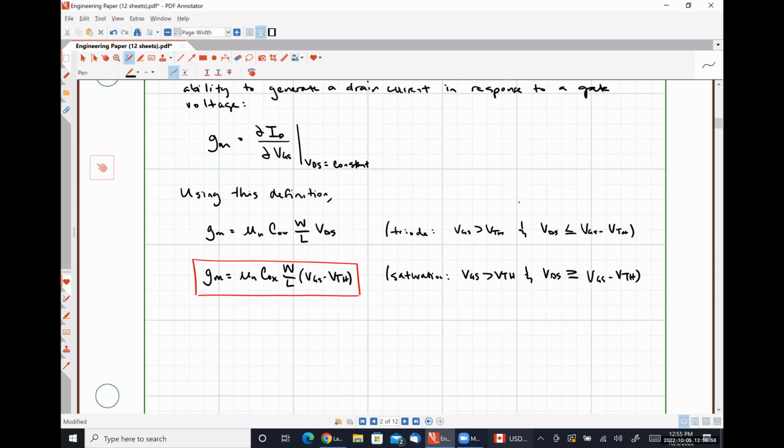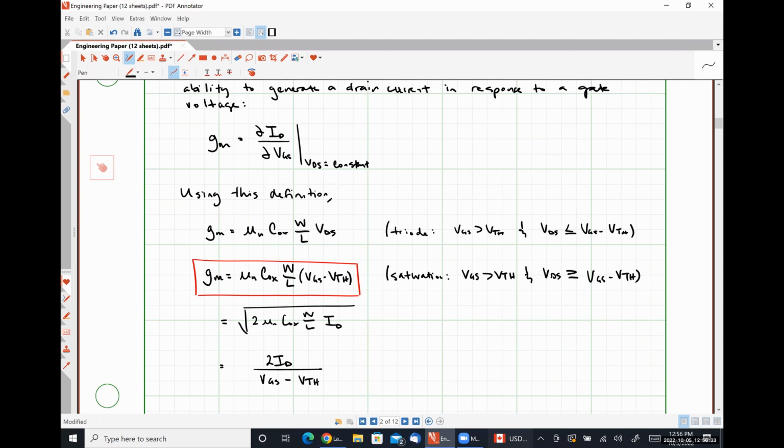Now, depending on what information is known, we can develop a couple of alternative relationships here really briefly. This is going to be the same thing as the square root of 2 mu n Cox W over L times our drain current, or twice our drain current divided by VGS minus VTH.